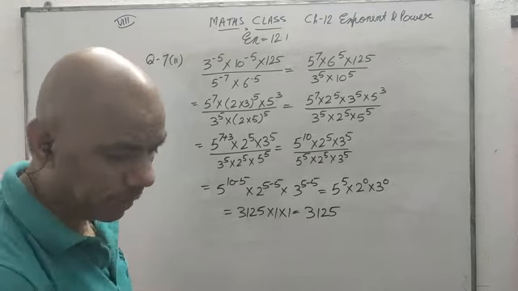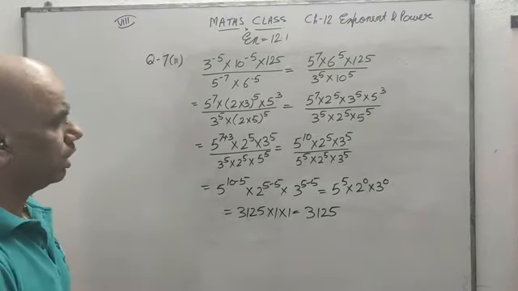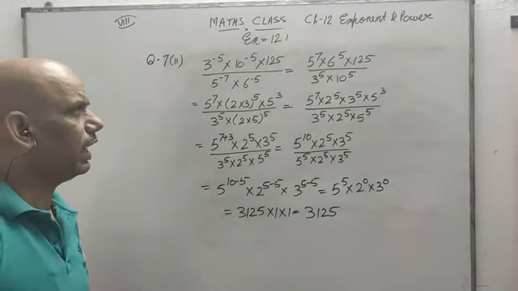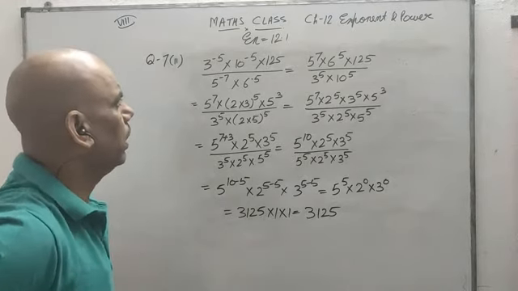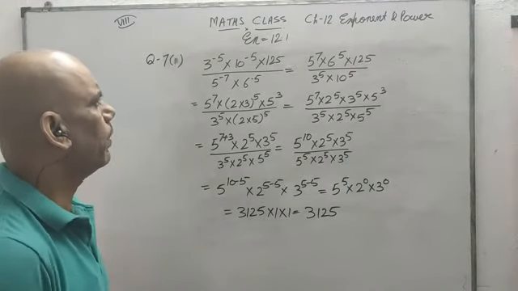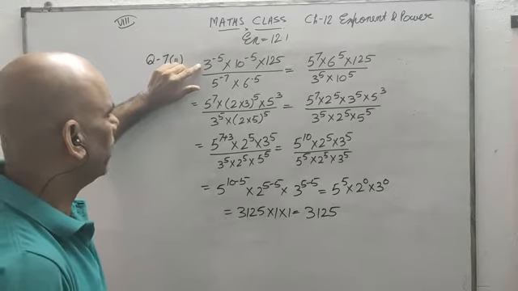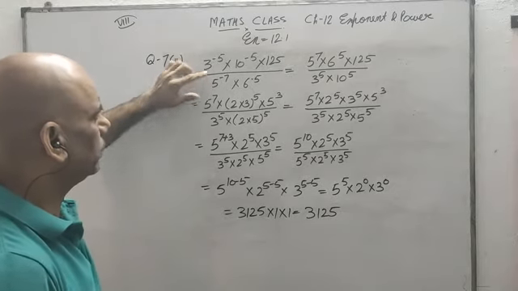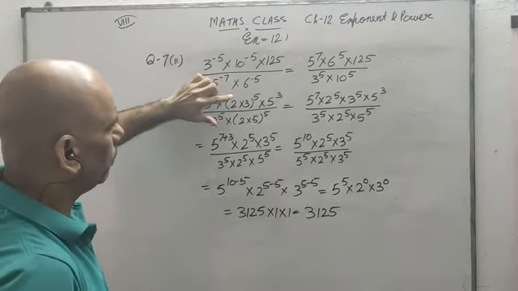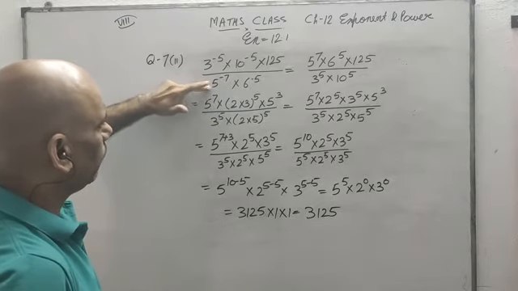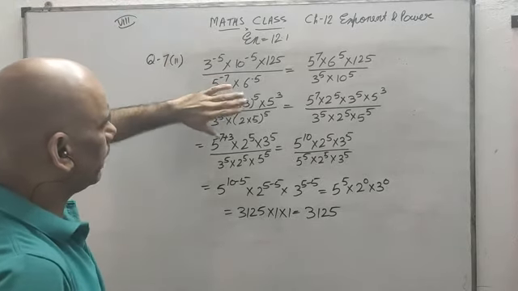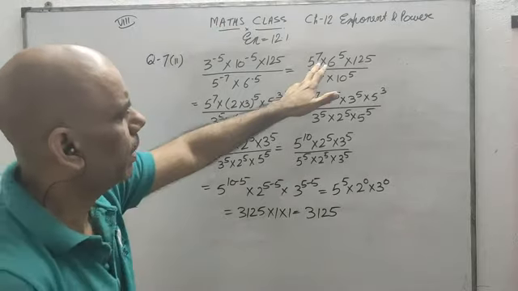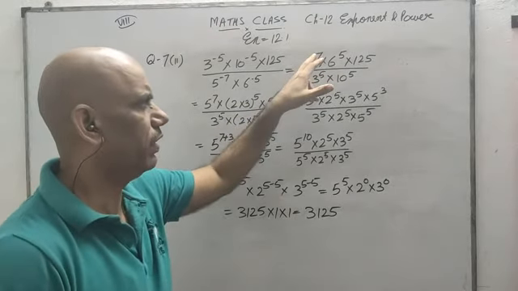So this way you will get the solution of this question. What I have done, let me explain you once again. I have made the negative powers positive. So 3 to the power minus 5 has come down and become positive. 10 to the power minus 5 has come down and has become positive. Similarly, 5 to the power minus 7 has gone up and 6 to the power minus 5 has gone up and become positive. So this way I have done here.